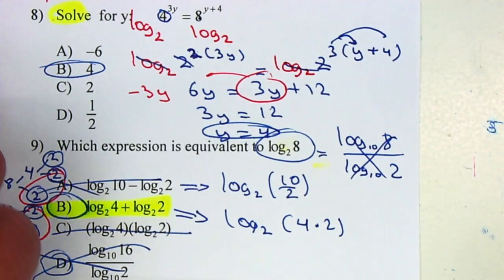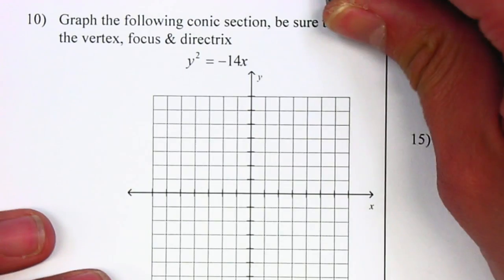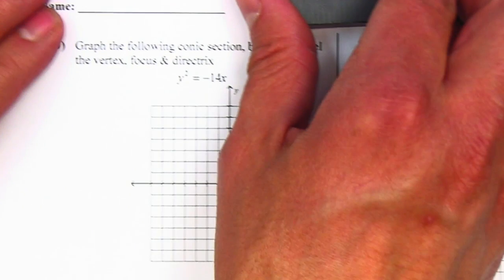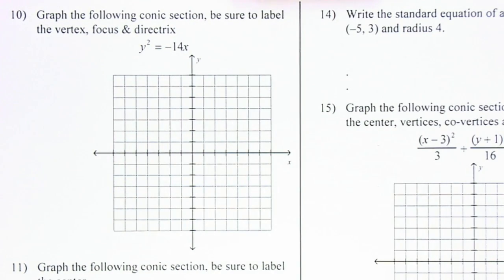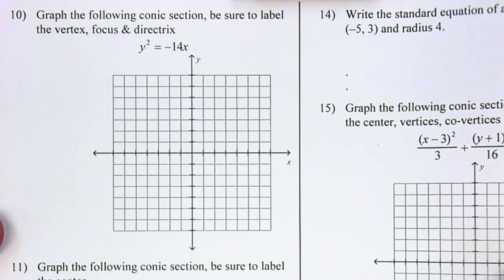Now let's continue with the open response. Problem number 10. I want to be able to graph the following conic sections. Now on the test, I will not be telling you what type of shape this is. You should be able to tell by the equation. So at this point, you should have it memorized.